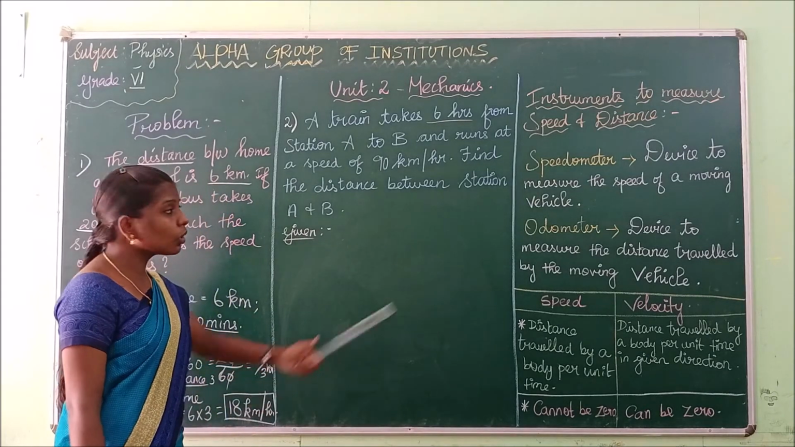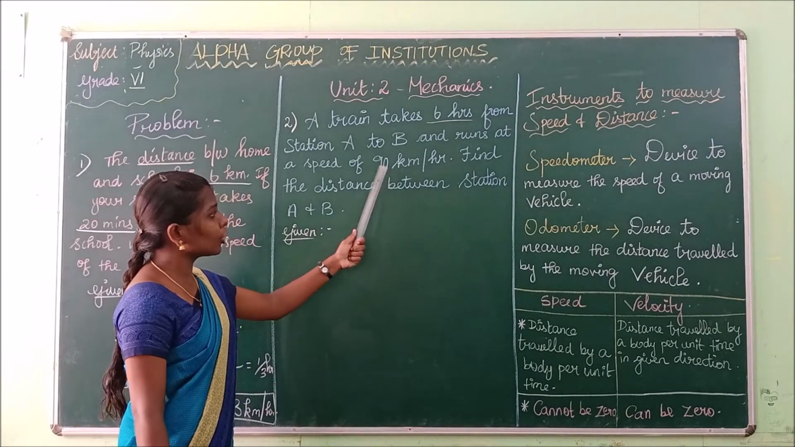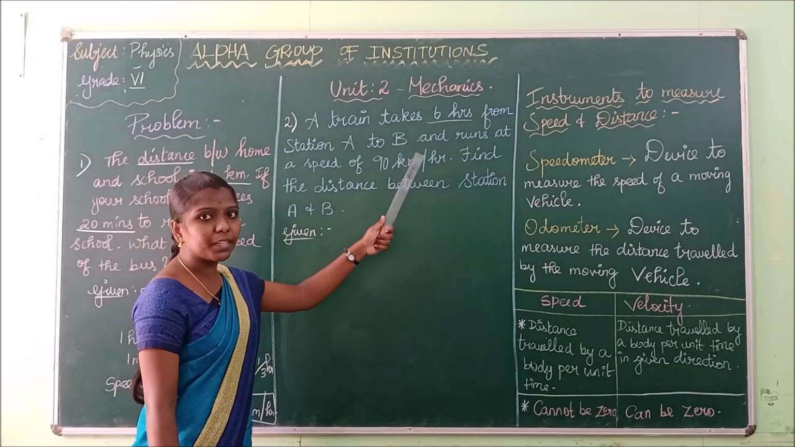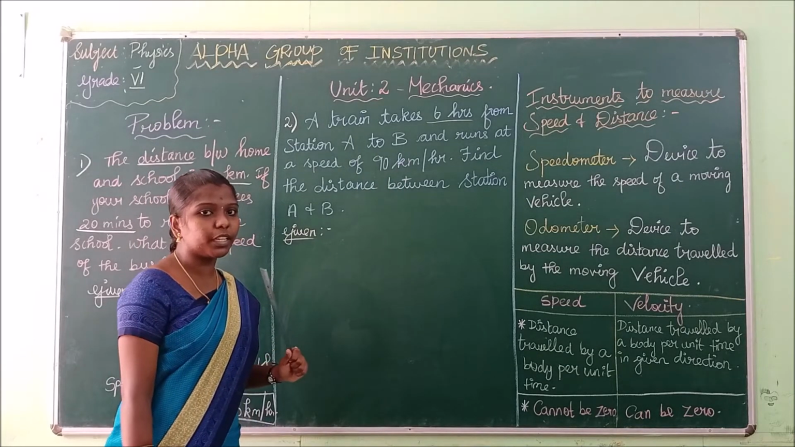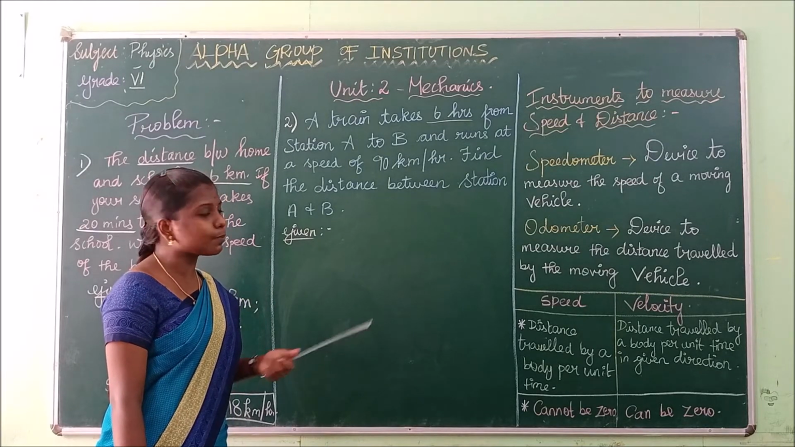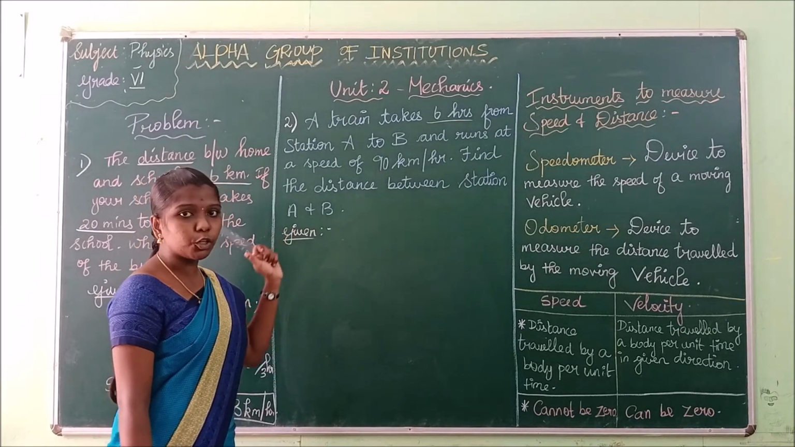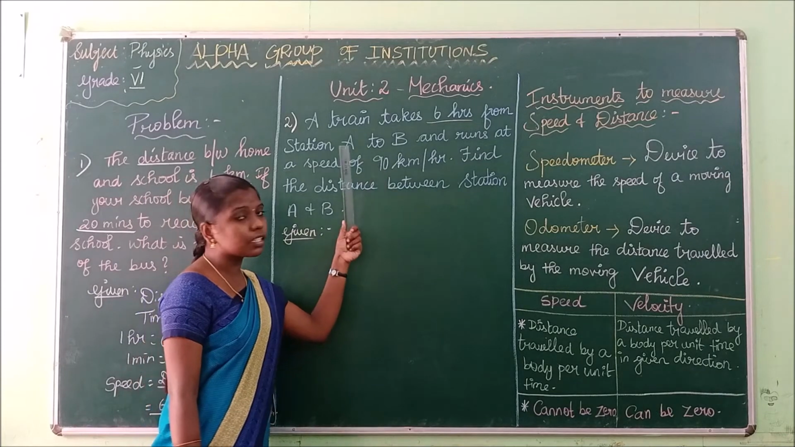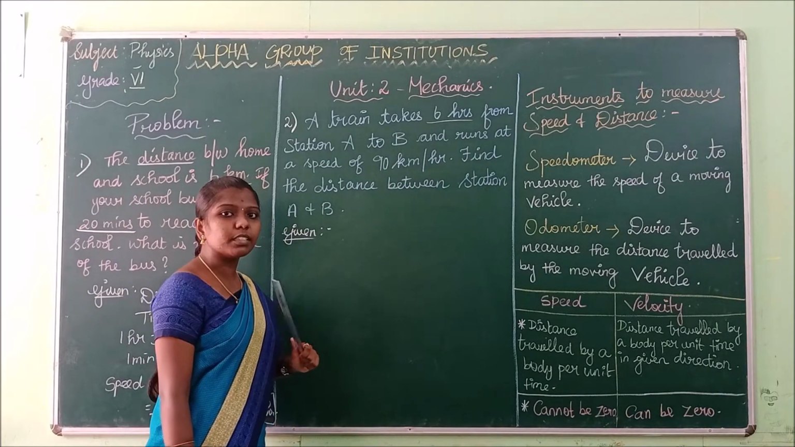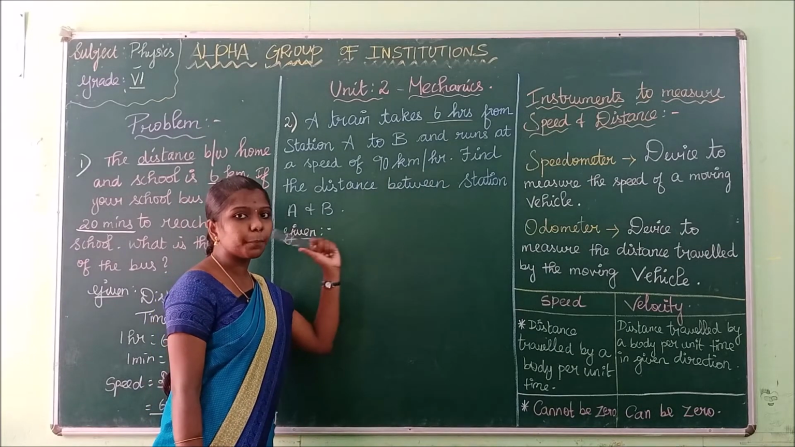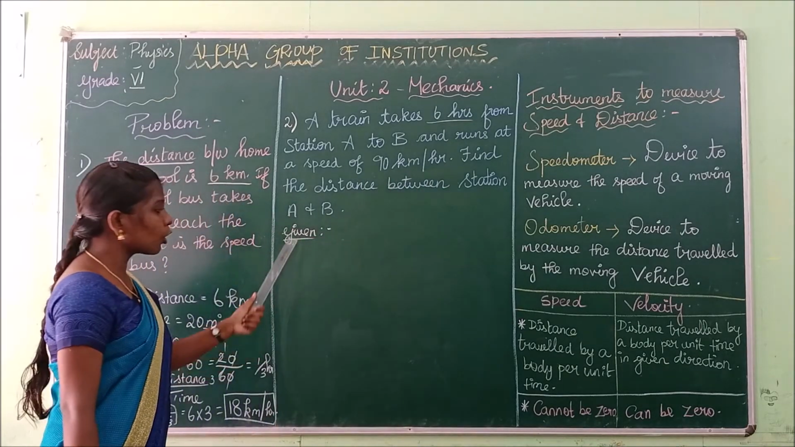See, in your textbook, here they have given the speed value as 9 km per hour. It is not 9 km, it is 90 km. Please change it in your textbook, okay? See the question given in your textbook, they have given us 9 km per hour. It is not 9 km, it is 90 km per hour. Yes. Now we shall solve the problem.